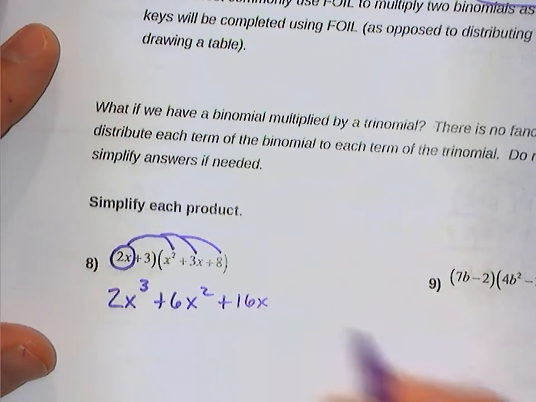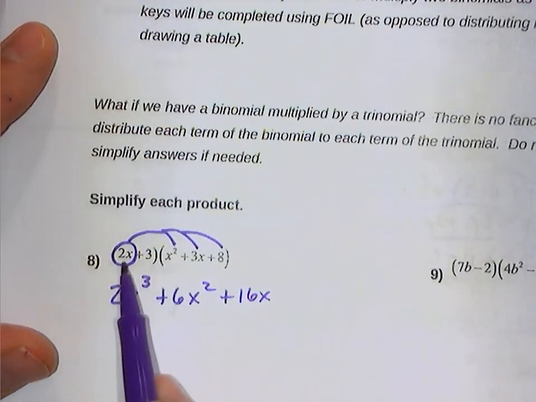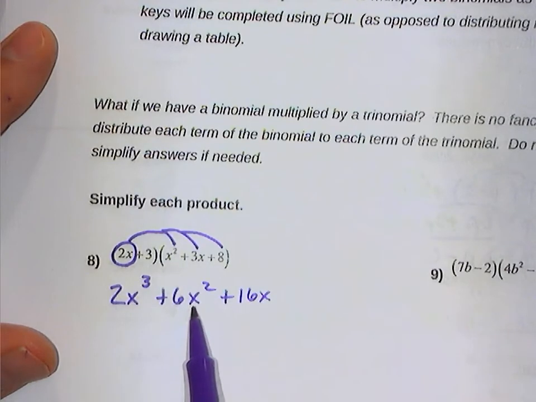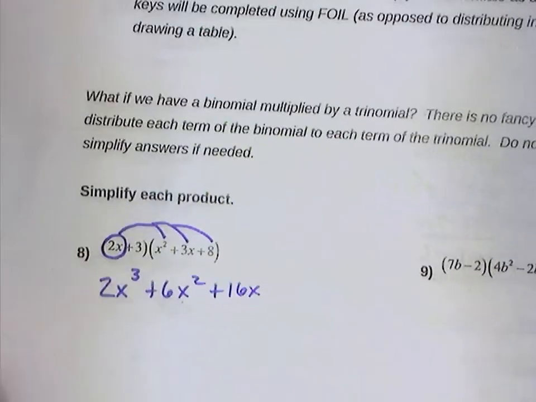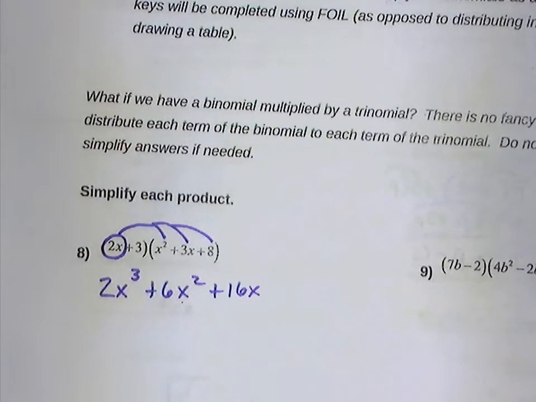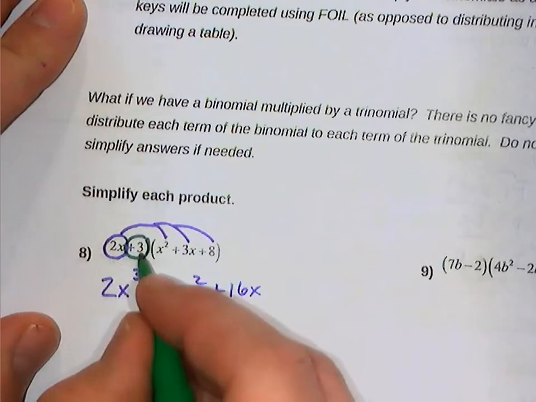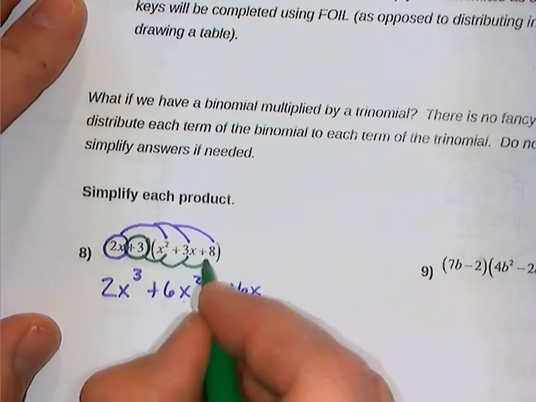16, and then x. All right, so 2x times x squared is 2x cubed. 2x times 3x is 6x squared, and 2x times 8 is 16x. Is everybody okay with that? Now, I got to take the 3 and do the exact same thing. I got to take 3 times each one of these guys.